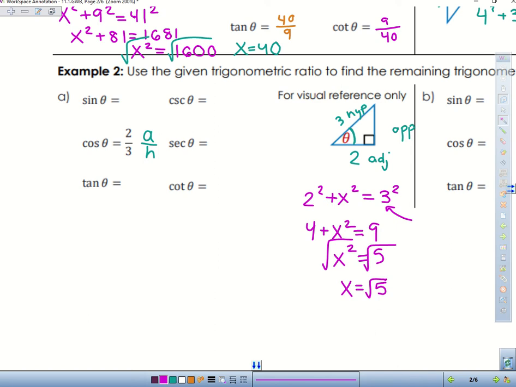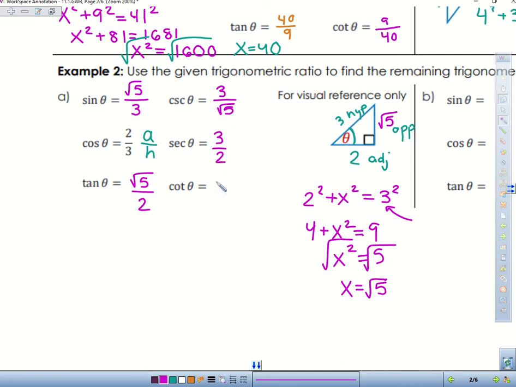Now, mathematically, radical 5, if you were to put it in a calculator, I can check. It's approximately 2.2. But we don't usually simplify it like that. We just leave it as the simplified radical version, which is radical 5. So now we can set up our trigonometric ratios. We know that sine is opposite over hypotenuse. And we know that tan is opposite over adjacent, right? And then I can find the reciprocals by just simply taking the reciprocal.